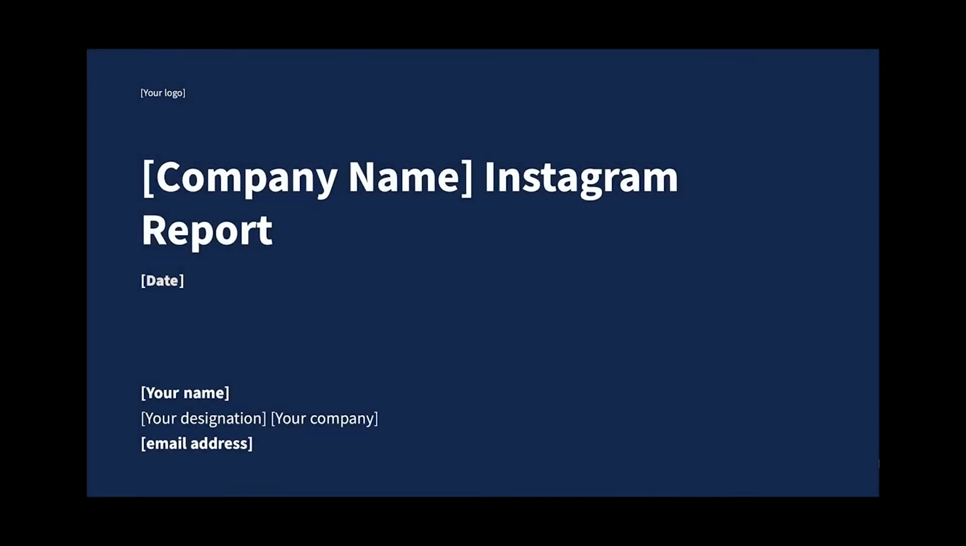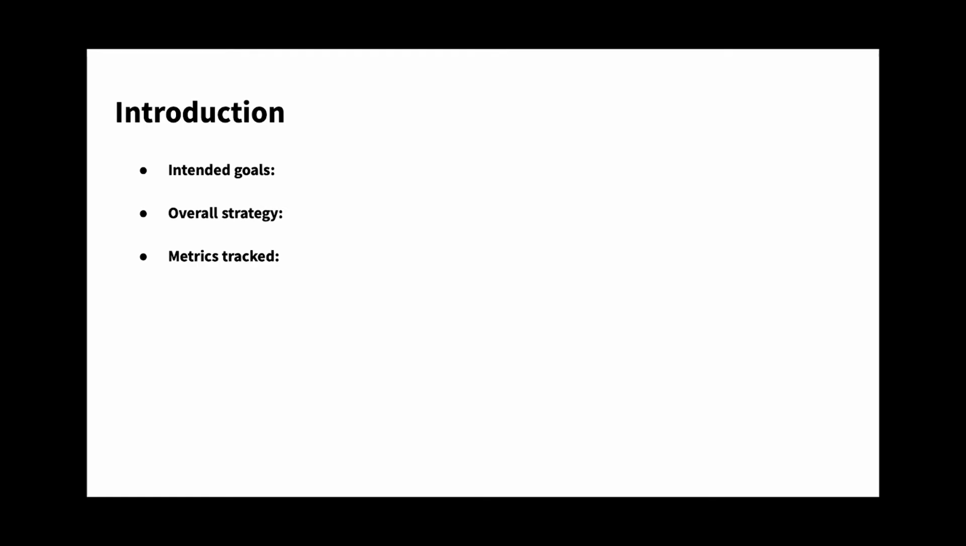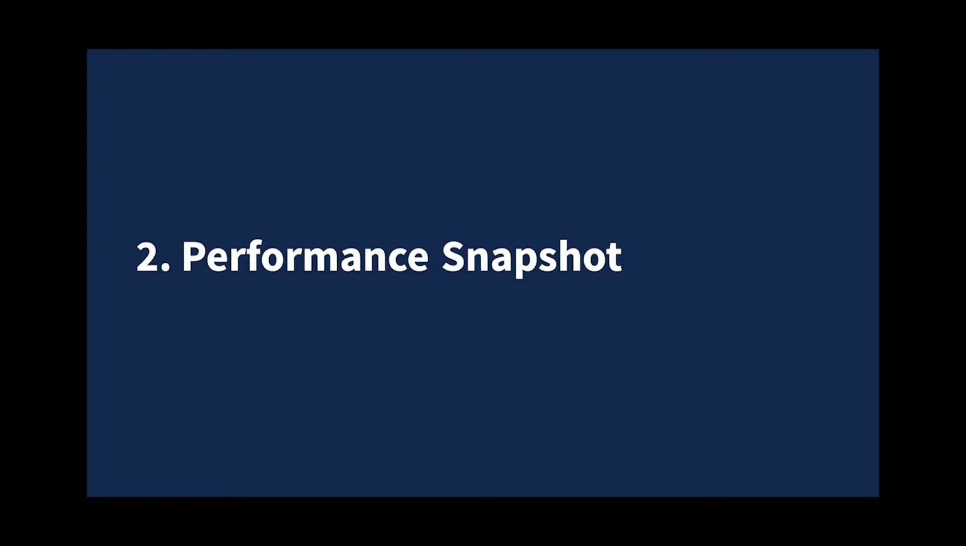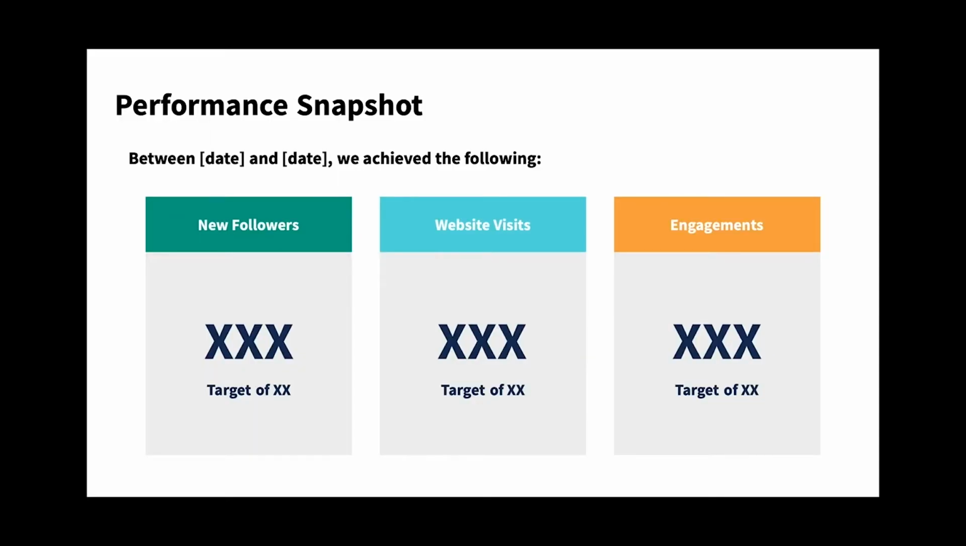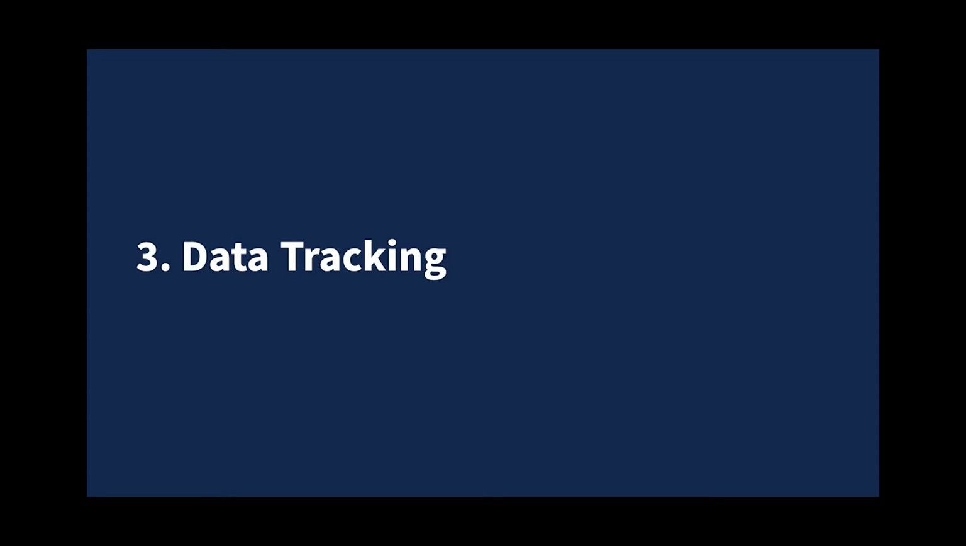I use a simple cover page where I just edit the company name and my credentials. Next, in the introduction, I like to highlight the intended goals, the overall strategy, and which metrics we are going to track for the month. This is very important because the goals that you have for Instagram marketing are going to determine the metrics that you are using. Next, I like to include a performance snapshot, which is a summary slide of the top 3 metrics together with their target. This will help my client by giving them a clearer idea of what to expect in this report.